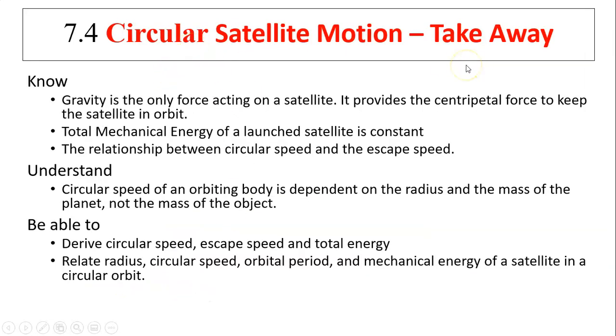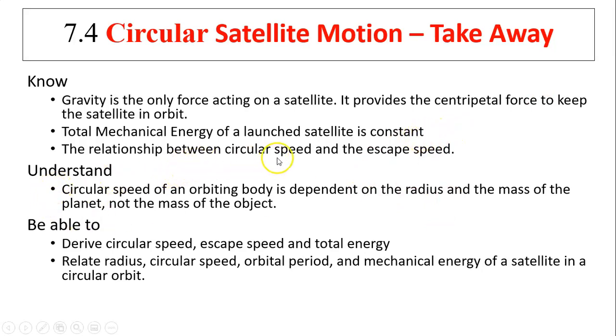Let's see what's the takeaway for this lesson. We know gravity is the only force acting on the satellite. Gravity provides the centripetal force. This is a very important concept. This is how you derive the circular speed, and from there, you can derive the total energy as well. So the total mechanical energy of a launched satellite is constant. That's how you can figure out the speed, escape speed, and so forth.